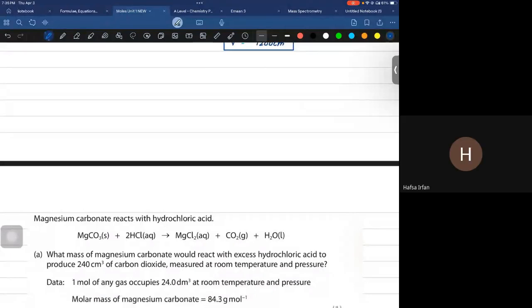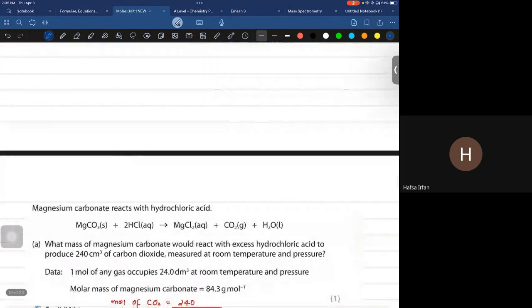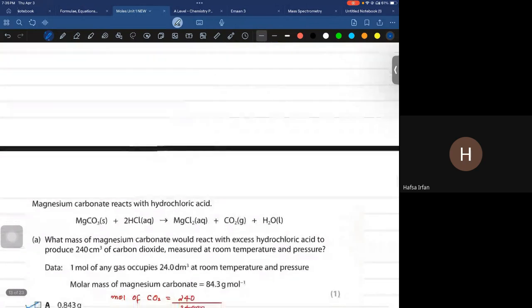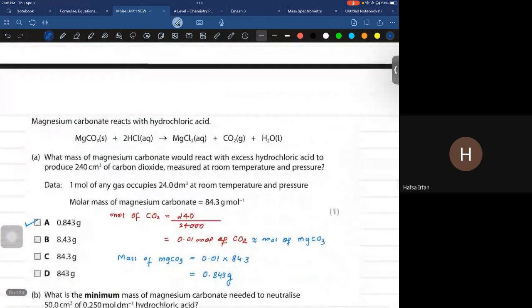Is it 0.84 grams? 0.84 grams. Okay. Yeah, good.